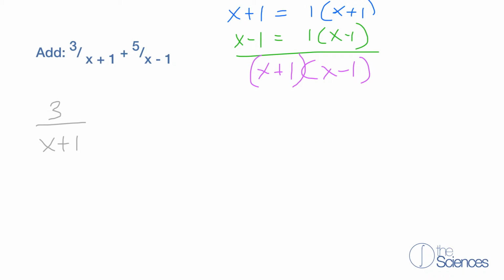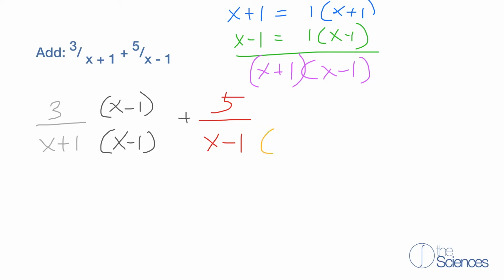So now here we have 3 over x plus 1, and we want to get to x plus 1 times x minus 1. So we're going to multiply the denominator by x minus 1 and the numerator by x minus 1. Plus, now here we have 5 over x minus 1, and we want to get to x plus 1 times x minus 1. So we're going to multiply the denominator by x plus 1 and the numerator by x plus 1.